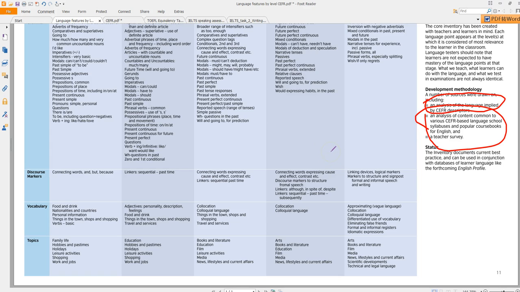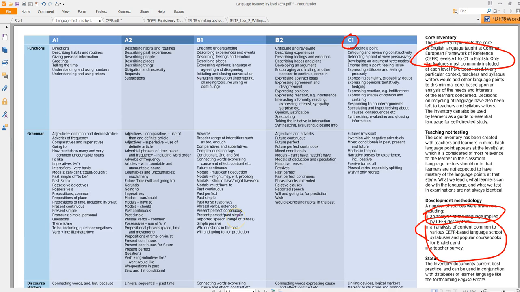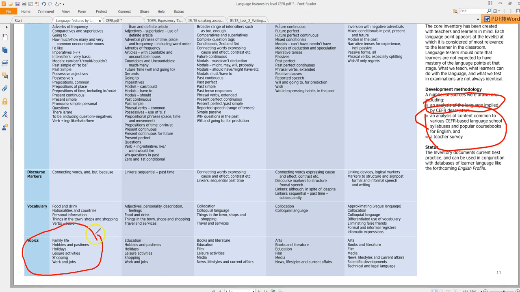Okay, so we'll start with the topics first. At A1, the topics are pretty simple. It's work and jobs, leisure activities, hobbies, etc. But if you look at C1, it's arts, books, literature, film, media, news, lifestyles, and current affairs. Technical and legal language, obviously quite a complicated range of English. If we look at vocabulary, for A1, basic verbs, food and drink, personal information. If you look at C1, you've got colloquial language or slang, formal, informal, idioms and collocations, etc.